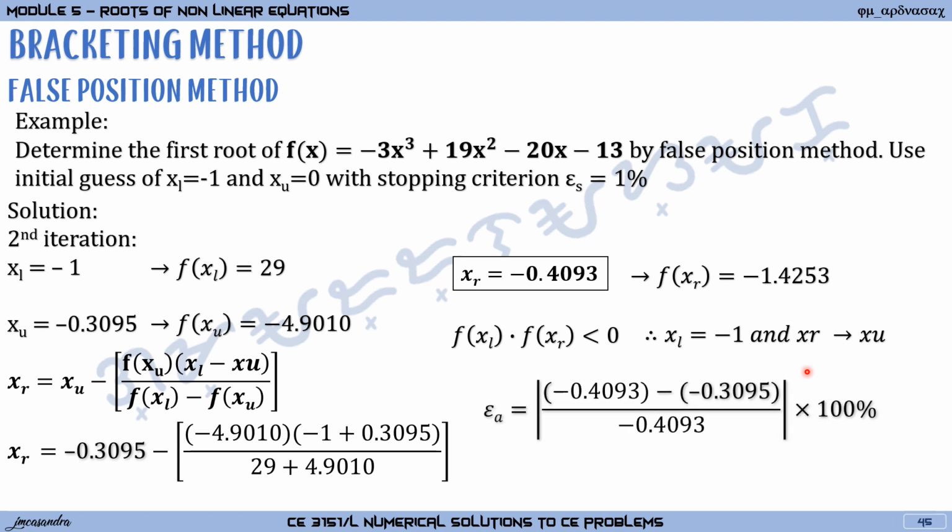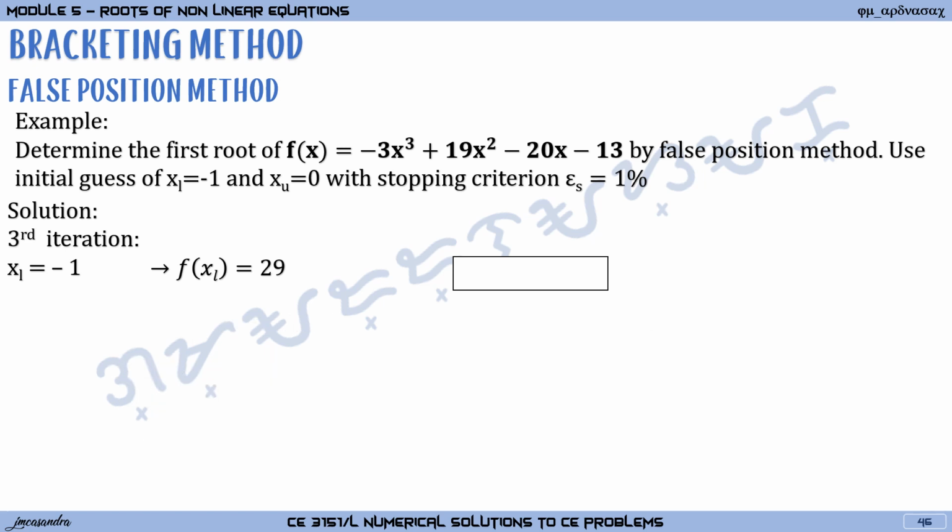So from here, we can now compute our approximate error since we have our previous XR and our new XR, which will give us 24.30. So comparing our EA to our stopping criterion, it is greater than 1, the stopping criterion, therefore, we have to continue with our iteration.